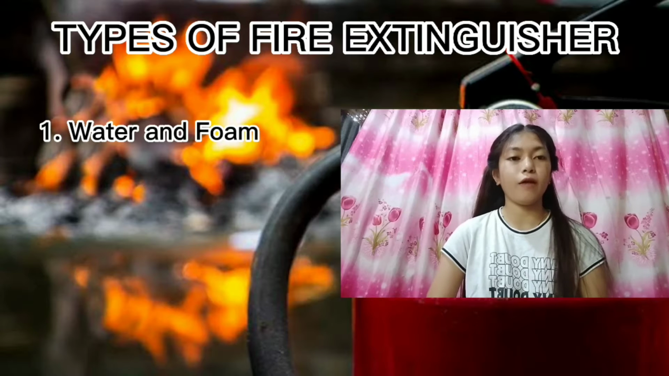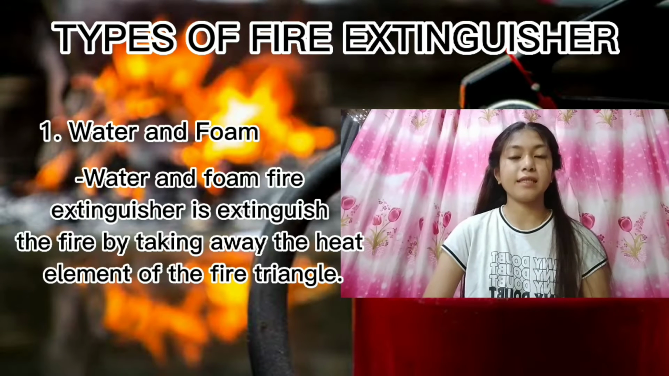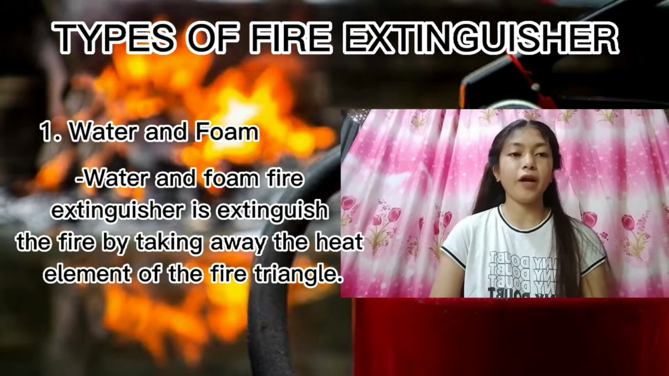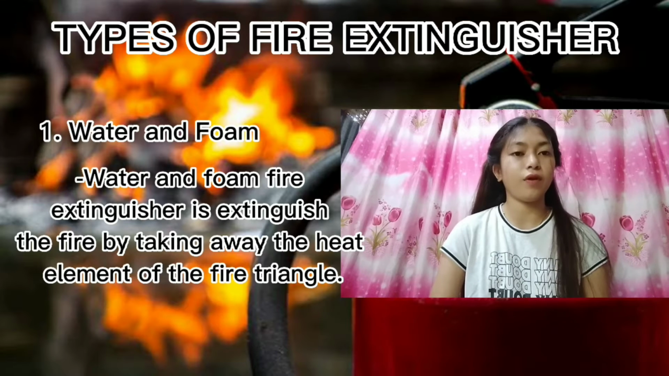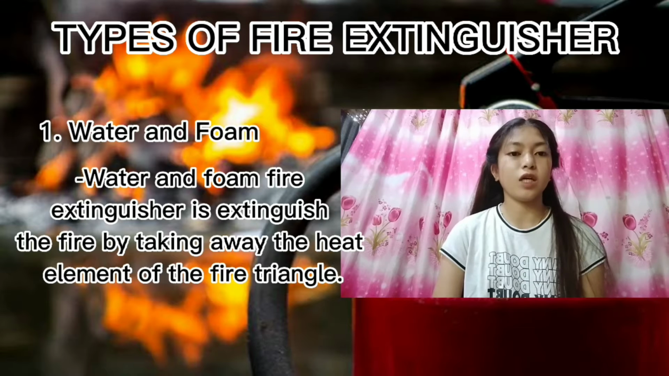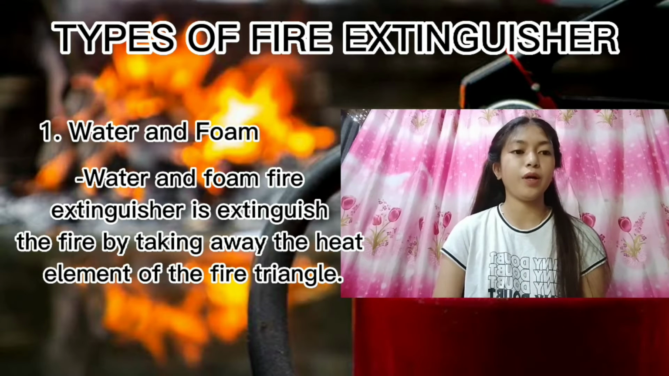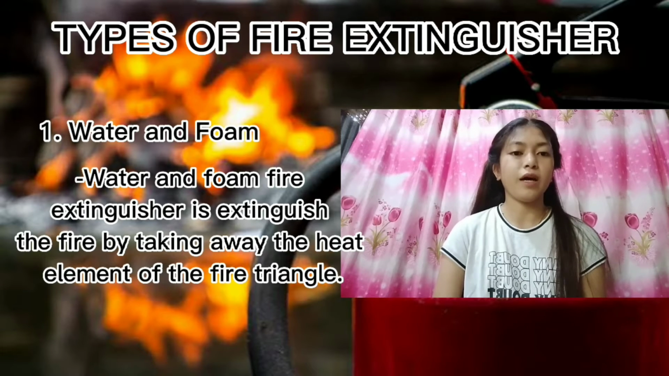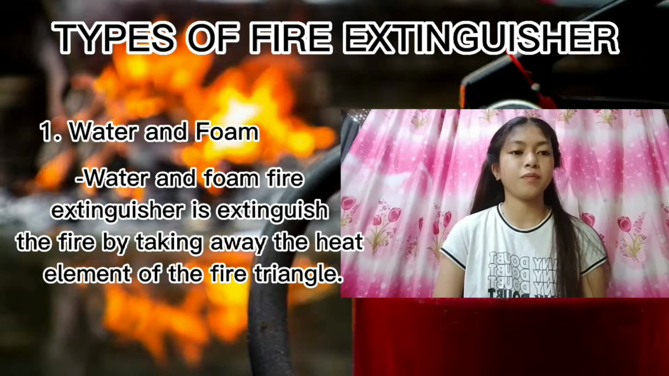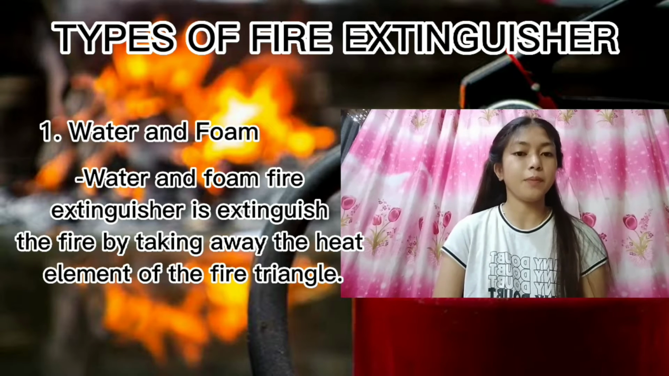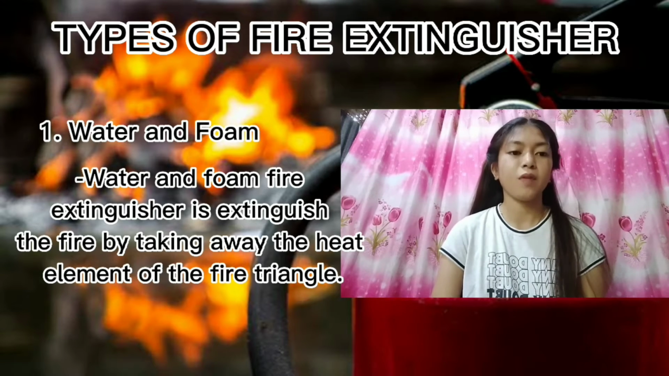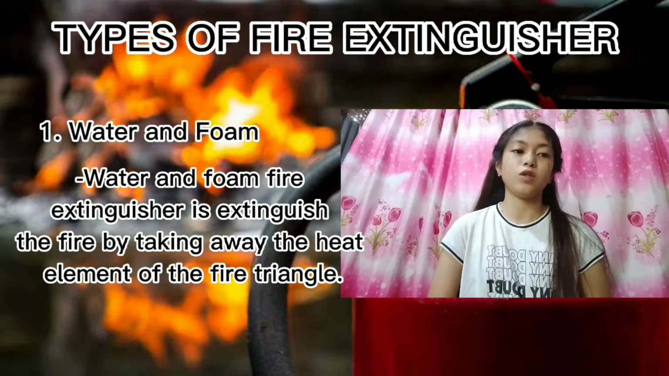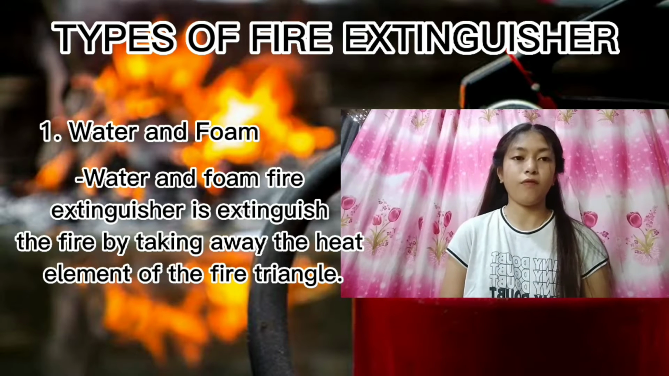Types of fire extinguishers. First is water and foam. Water and foam fire extinguishers extinguish the fire by taking away the heat element of the fire triangle. This is used for fires caused by various organic materials such as wood, cloth, paper, rubber, and many plastics. They burn with an ember and leave an ash. It should not be used for kitchen fires, or fires caused by flammable gas and liquids.